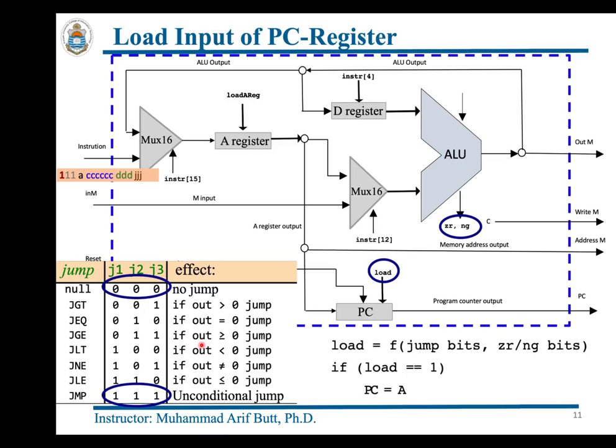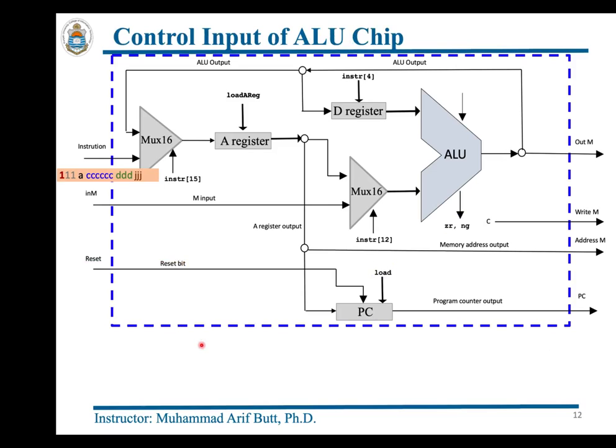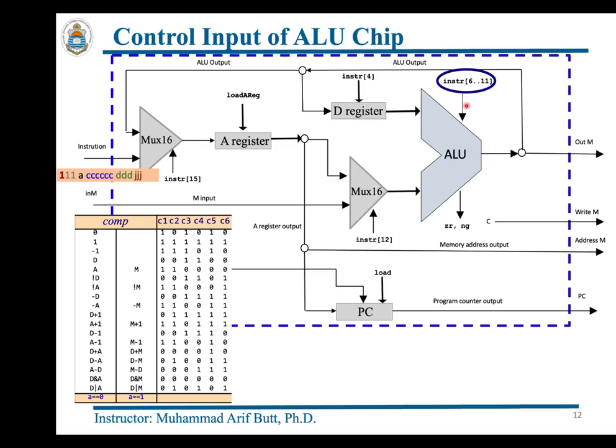So once we are done with the control input of the program counter, let's move on to the control input of the ALU. For this we see the table of the computational field of the C instruction as shown over here, and these are the 6 C bits that are going to decide the operation the ALU needs to perform, and these 6 bits are in the instruction from bit number 6 to 11. So instruction bits 6 to 11 are placed over here. So this is the control input of the ALU.